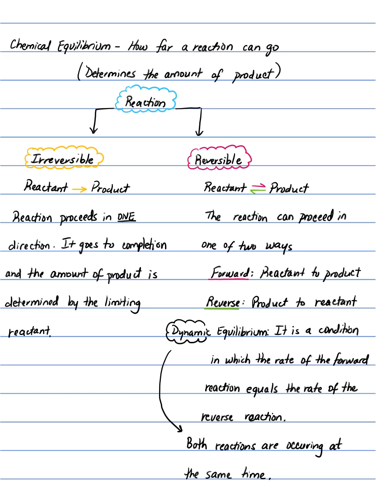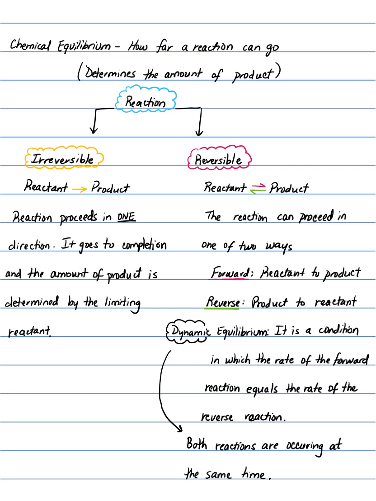For reversible reactions, the reactants are being converted to products, but the products are also reacting to give back the reactants. So there are two reactions happening. You have the forward reaction, which is your reaction going in the forward direction, the reactants being converted to products. And we have the reverse reaction, where the products are actually reacting to give you back the reactants.